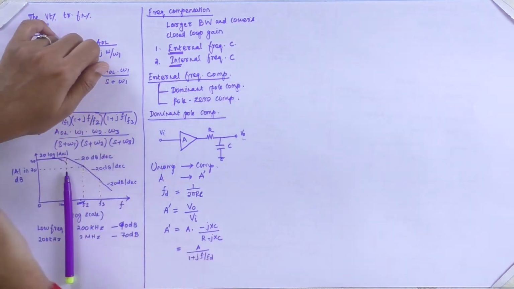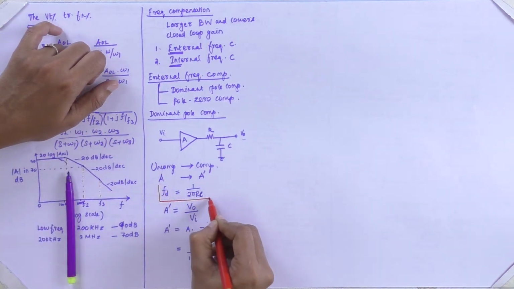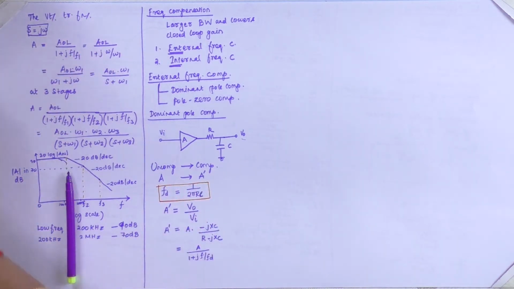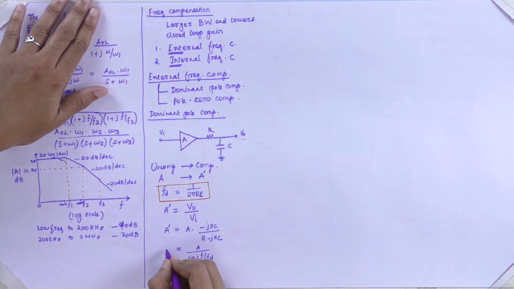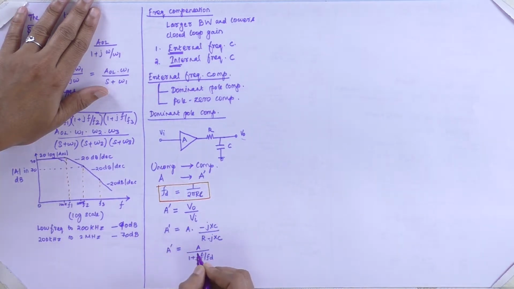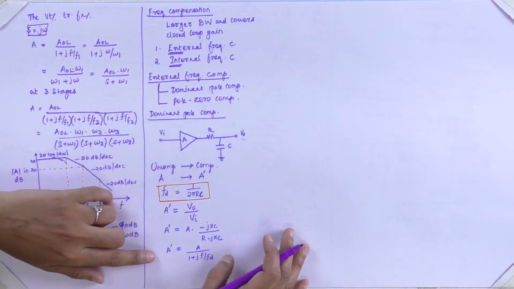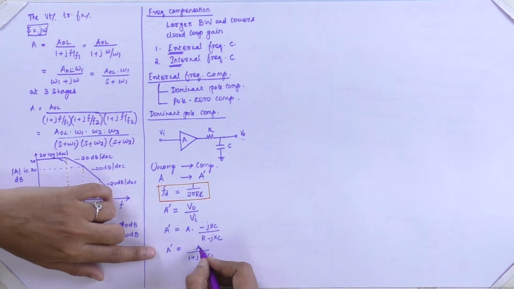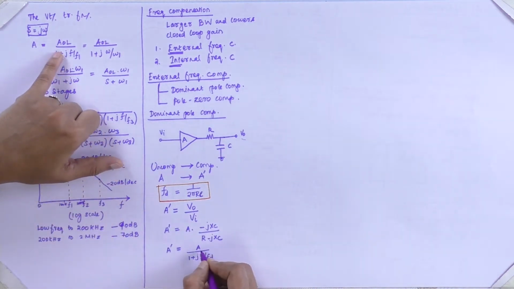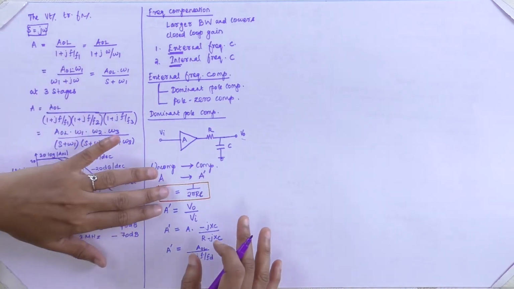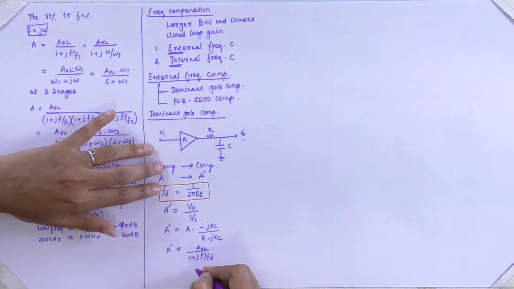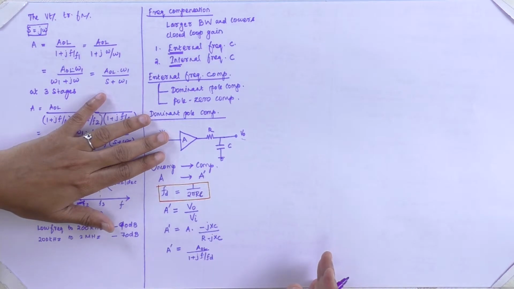I have already mentioned that my Fd is nothing but 1 by 2 pi RC in this dominant pole compensation technique. Here the uncompensated transfer function of the open loop gain is multiplied with this frequency factor, which gives the compensated transfer function A dash. So your A dash is nothing but AOL, the open loop gain, divided by 1 plus j f by Fd.